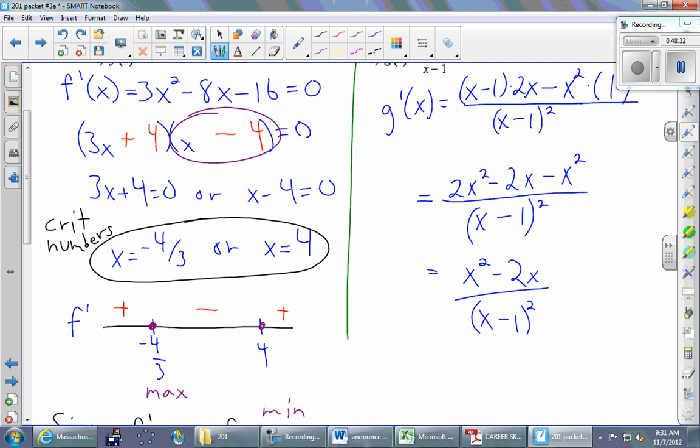What made it easy to find these critical numbers was that we took our original derivative and factored it, right? If the thing is factored, then it's easy to find the zeros. So I will encourage you to factor as much as you can whenever you have a derivative. So what can we factor out upstairs? x. So we go x times (x minus 2) over (x minus 1) squared. That's as good as we're going to make it.